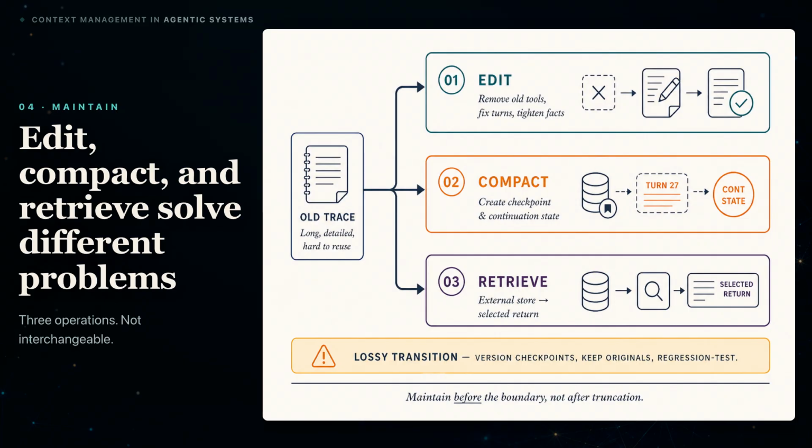Editing can delete something later required for audit. Compaction can lose a qualifier, an unresolved exception, or a source boundary. Retrieval can miss a dependency that only appears across documents. Provider-managed context editing and compaction can buy runway, but they do not make the transition lossless. Version every checkpoint, retain recoverable originals, and regression test what survives. Maintain context before the boundary rather than after truncation. The question is not only what can be removed, but what the next decision must still know.